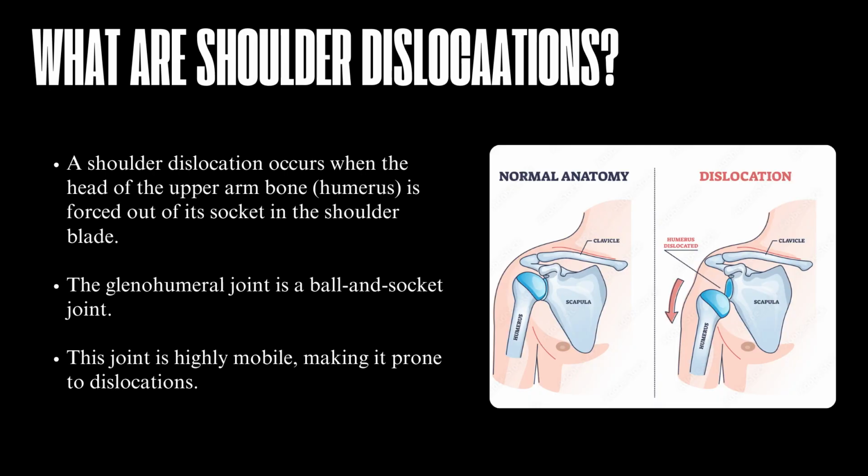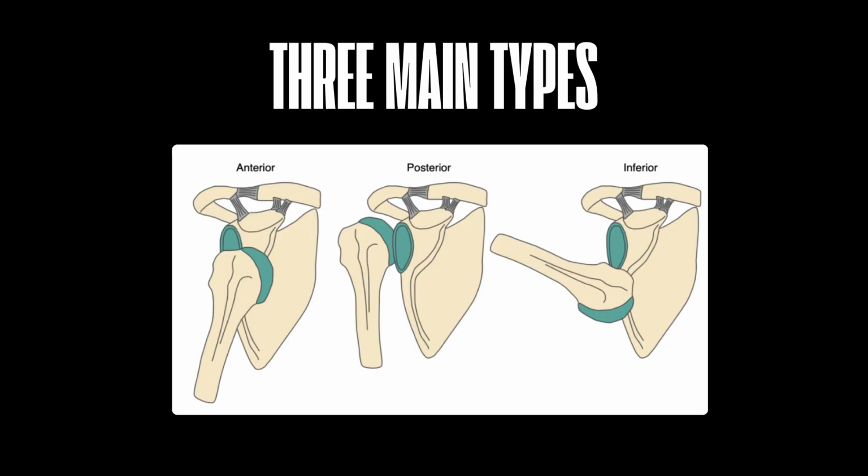A shoulder dislocation occurs when the head of the upper bone, humerus, is forced out of its socket in the shoulder blade, glenoid cavity. The glenohumeral joint, a highly mobile ball and socket joint, is particularly prone to dislocations due to its wide range of motion. There are three main types of shoulder dislocations, classified based on the direction of the humeral head displacement.